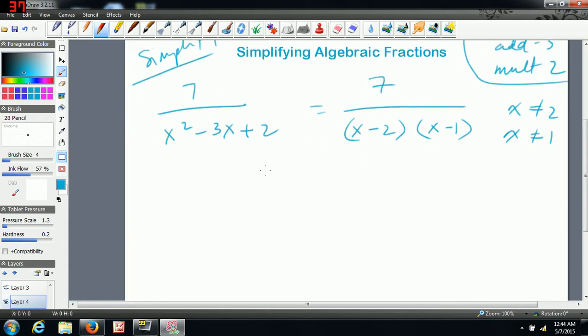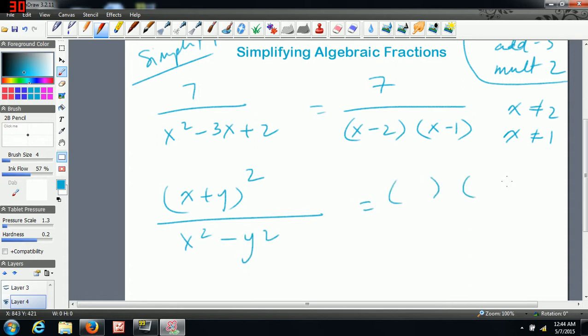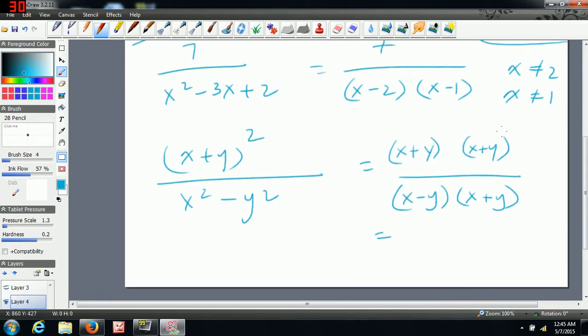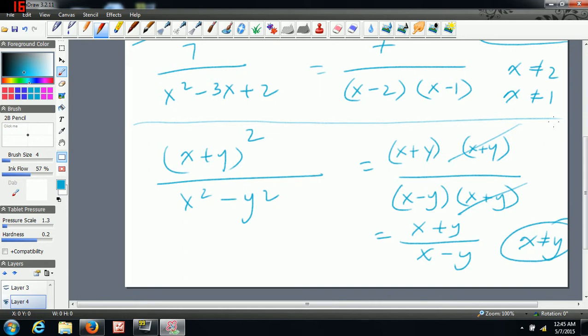Okay. So let's try another example. x plus y squared over x squared minus y squared. So this would be written as x plus y times x plus y. And the bottom is a difference of squares. It's x minus y, x plus y. So at that point, we can cancel those two, and we're left with x plus y over x minus y, and x does not equal y. Because if it did, then the denominator would become 0. Okay? So that's another example.